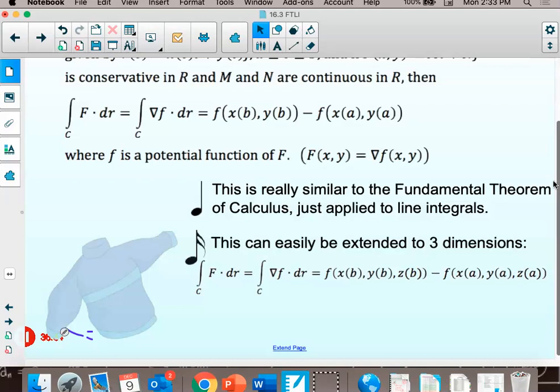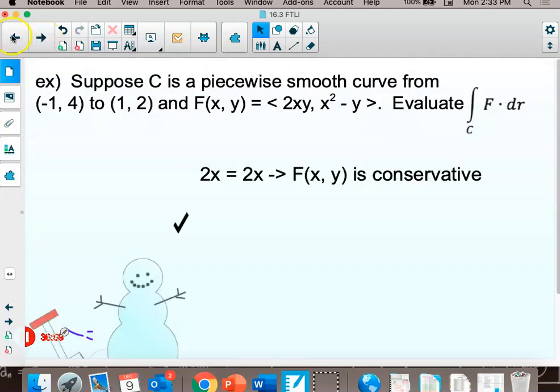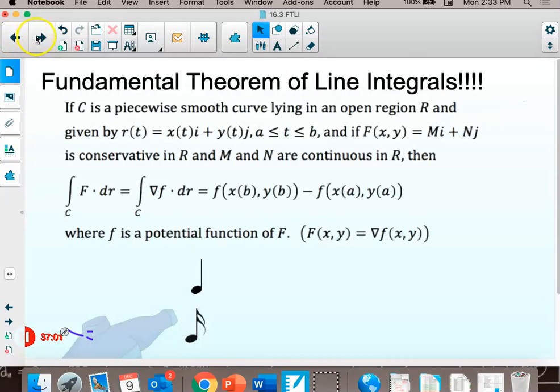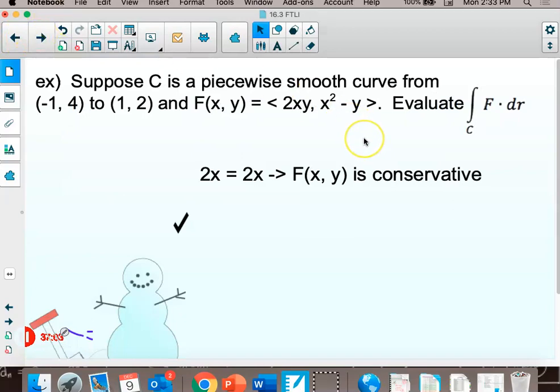All right, I don't know if we have time to do one more example before the bell rings. Did everyone get that written down? Let's see if we can just do a setup. All right, so suppose C is a piecewise smooth curve from point (-1, 4) to point (1, 2). That's your vector field. We're going to evaluate the work done on the point moving along curve r through vector field F.